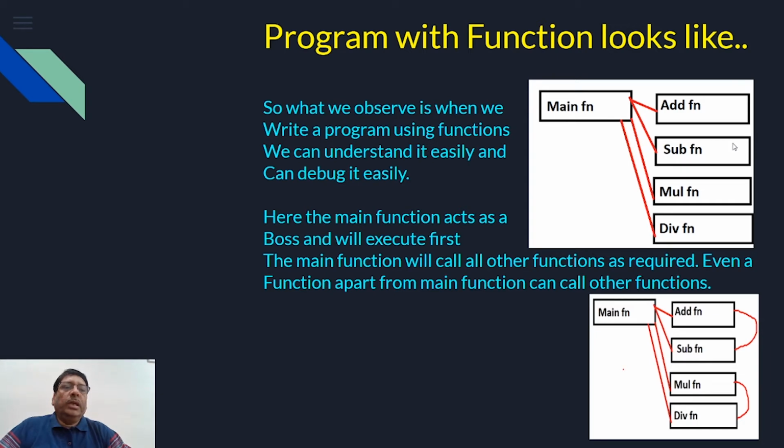Here I have shown a diagram wherein you can see that there are multiple functions, and the main function is going to call each of these functions like add function, subtract function, multiply function, divide function, and so on. Here the main function acts as a boss and will execute first. The main function will call all other functions as required. Even a function apart from the main function can call other functions, which means the main function can call these functions, and if required, the division function can call the multiply function, the subtract function, the add function, and so on.